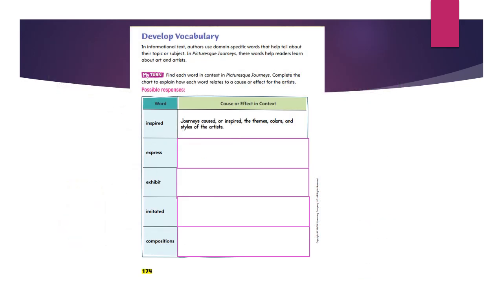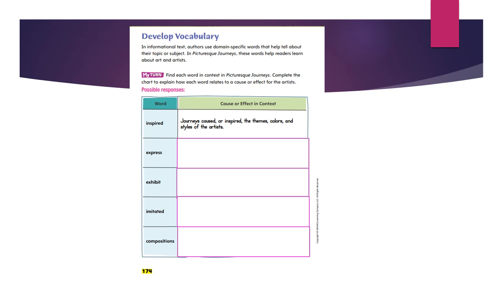And we use all that we have discussed to develop the vocabulary in this informational text. They say here that the author uses domain-specific words that help tell about the topic or subject. Picturesque Journeys. My turn here. Find each word in the context. Complete a chart to explain how each word relates to a cause or effect for the artist. For example, here, inspired: we say journeys caused or inspired the themes, colors, and styles of the artist. Okay, so we use the word in a meaningful sentence.